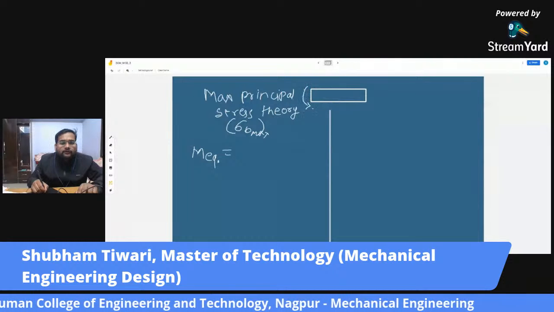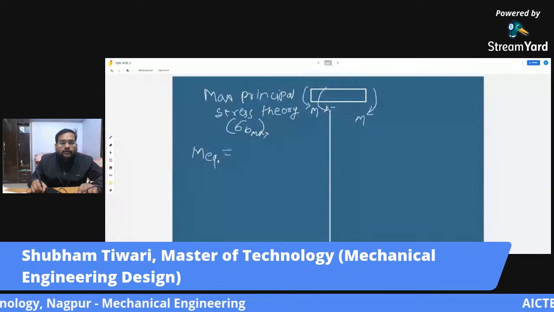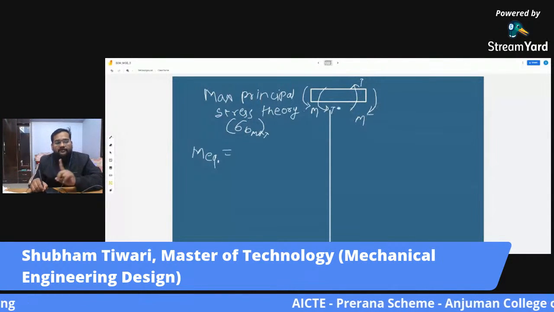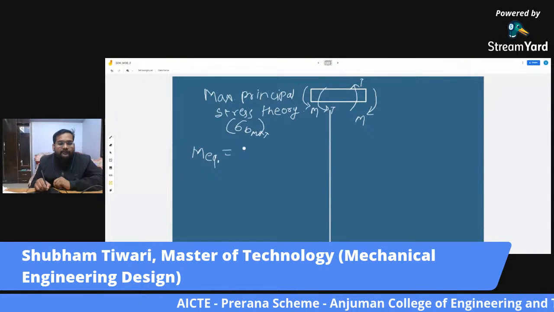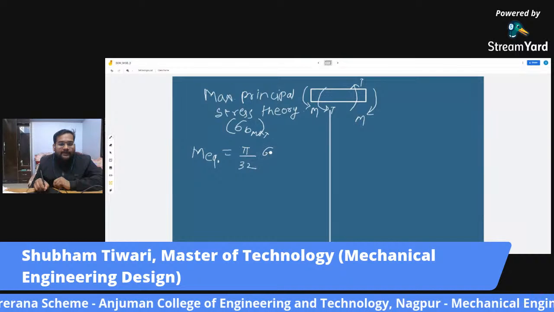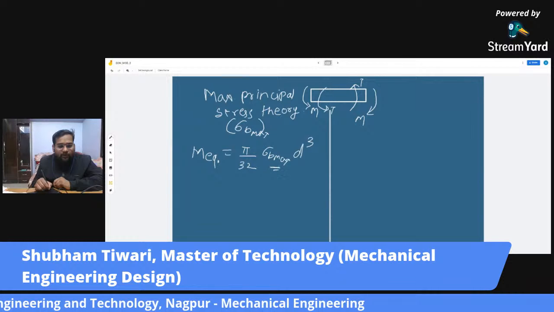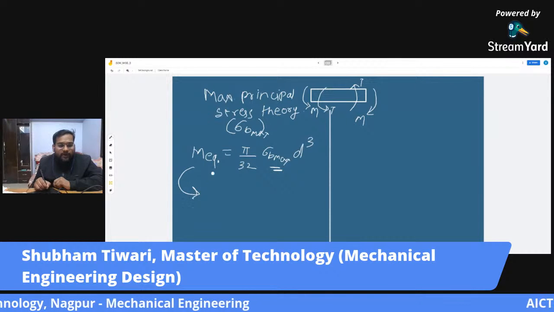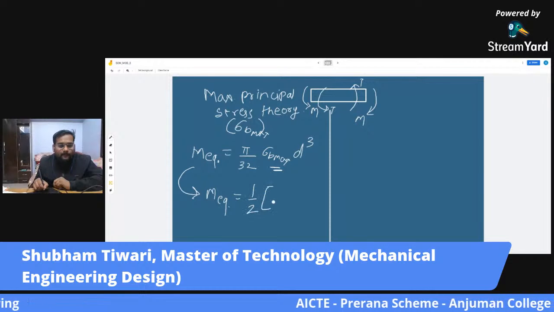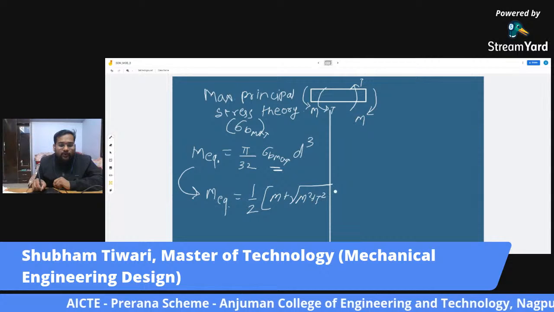So here we have bending moment M and twisting moment T. Because there are these two moments, we have to find an equivalent moment, and then it will be equated with pi by 32 sigma b max into d cube. So this is what is going to help us. Now, how to find this equivalent moment is by this equation. The equivalent moment is half of M plus under root of M square plus T square.